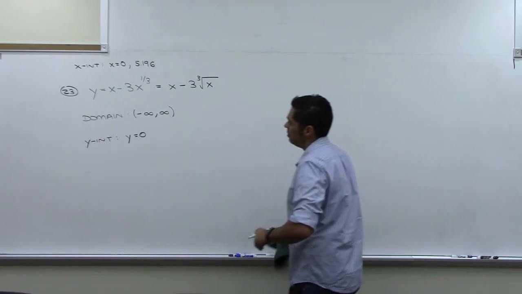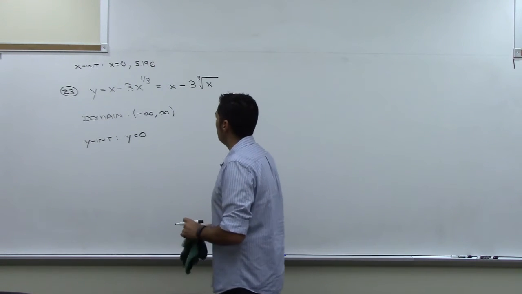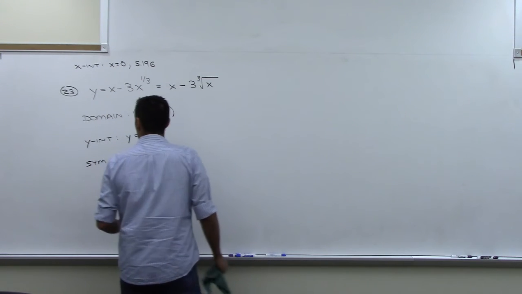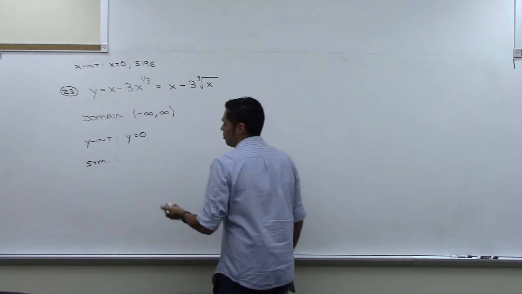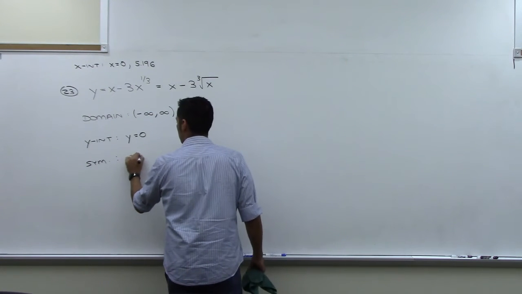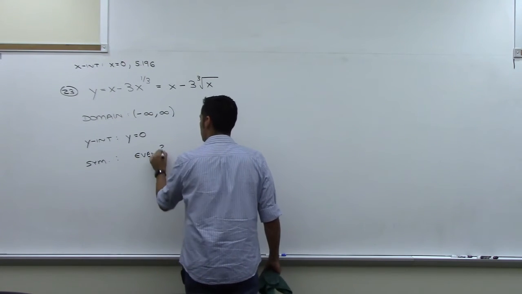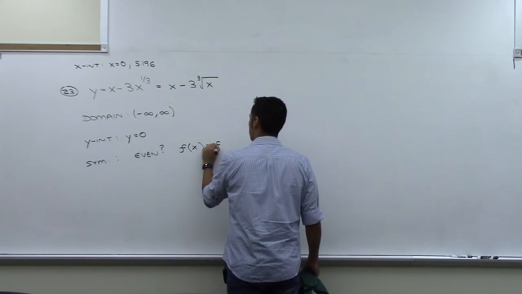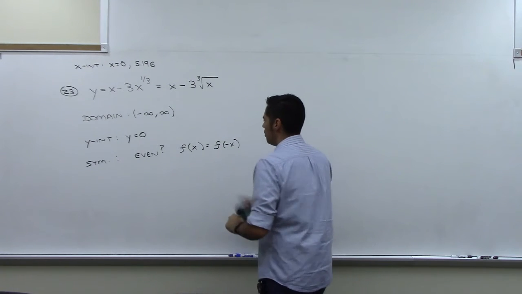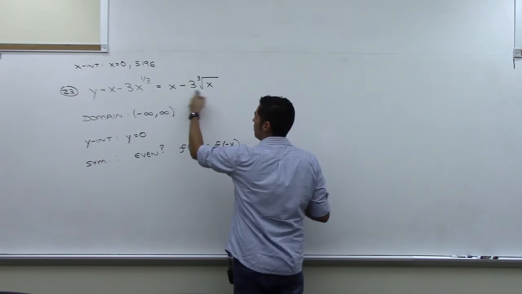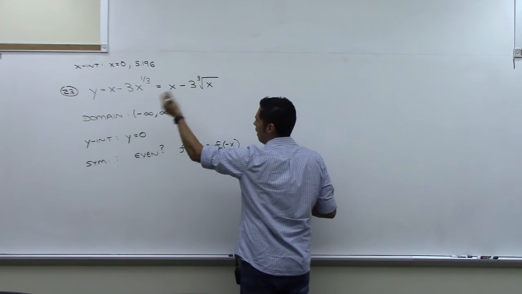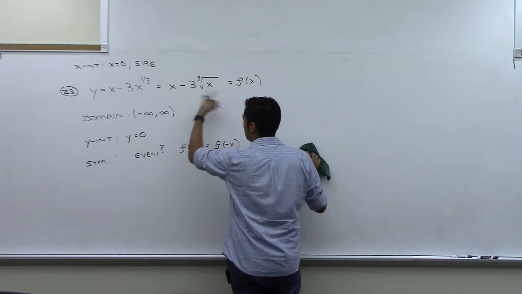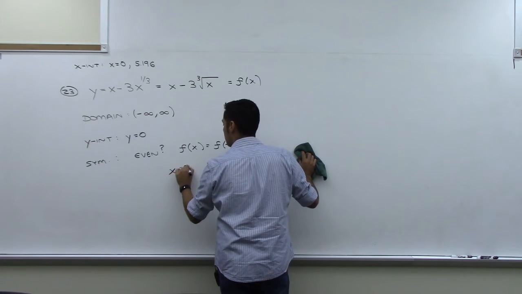We could discuss symmetry here. In terms of symmetry, what I could check is to see if it's even. So I could ask myself, is this an even function? That would mean that f of x would have to be equal to f of negative x. Let me just check to see if this is true. I'm calling this my function f of x, okay? So my notation's right. If I just plug in x, I just get the original function.